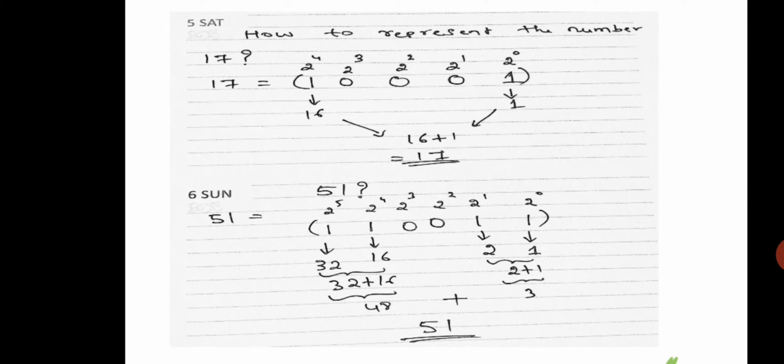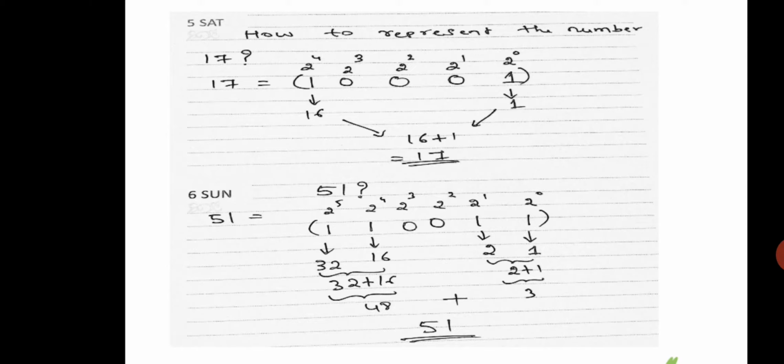Understood? So while considering the bits, you have to see what is the maximum number value, and you have to think whether I require that value or not. Based on that only you have to number the position. Okay, you can pause the video and you can analyze this.